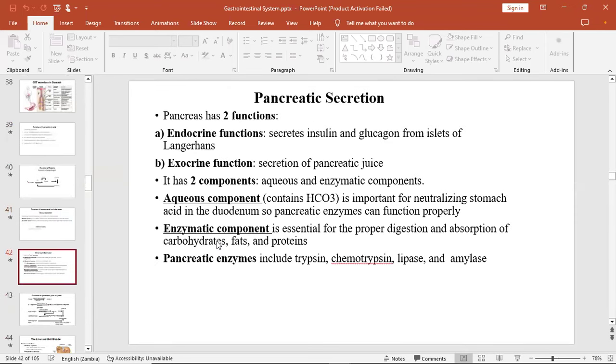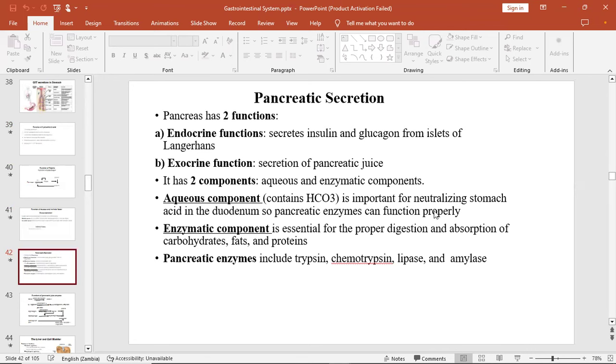So pancreatic secretion, as you know, there are two functions. There's the endocrine part and the exocrine part. The endocrine part has to do with insulin and glucagon production, which has to do with controlling blood sugar levels. While when you go to the exocrine part, which has to do with the production of different types of chemicals or enzymes. So secretion of pancreatic juice, it has two components, aqueous and enzymatic components. So the aqueous components are, for example, bicarbonate. Bicarbonate helps to reduce or decrease the acidity of the contents of the chyme that is coming from the stomach once it's emptied into the duodenum.